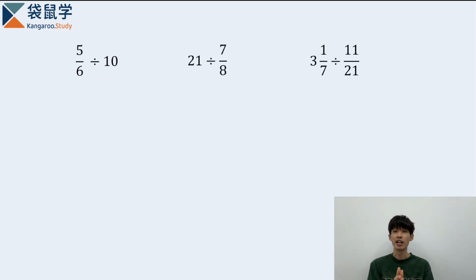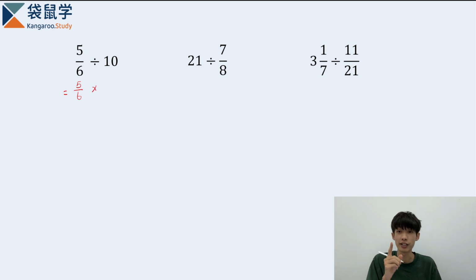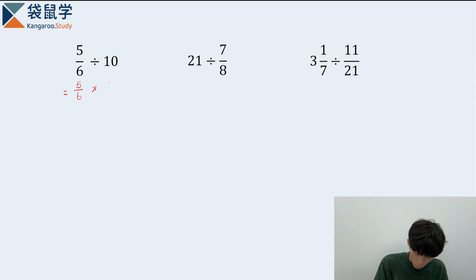You can try to pause here and do this question yourself. For the first one, we have 5 over 6 divided by 10. For the left side of the division, what should we do? Remain the same. So still 5 over 6. And the division sign should be changed to multiplication, times. And the 10 should be changed to the reciprocal, so it becomes 1 over 10. And now, let's do the calculation and simplify. We get 1 and 2. So the final answer will be 1 over 12.